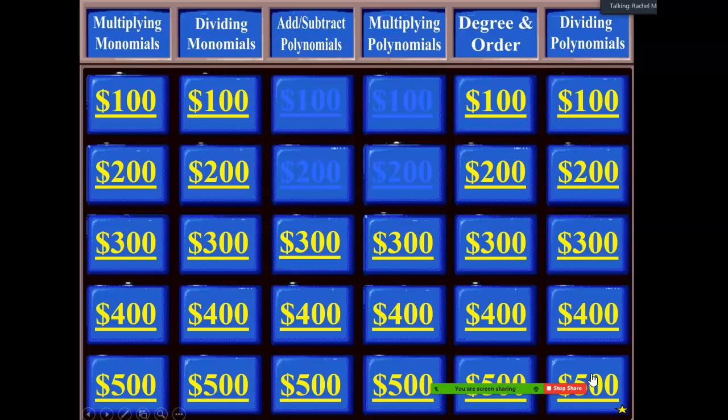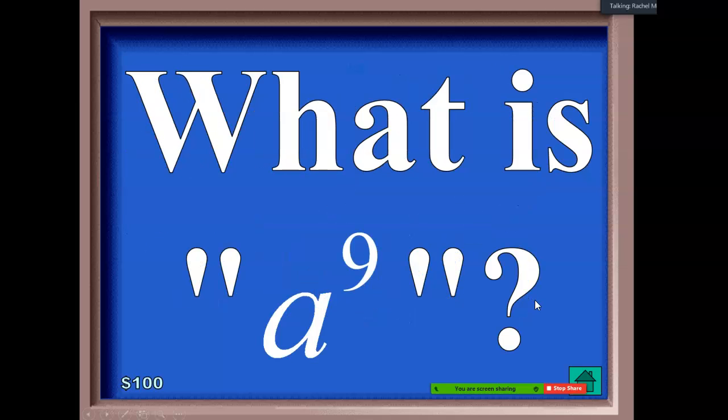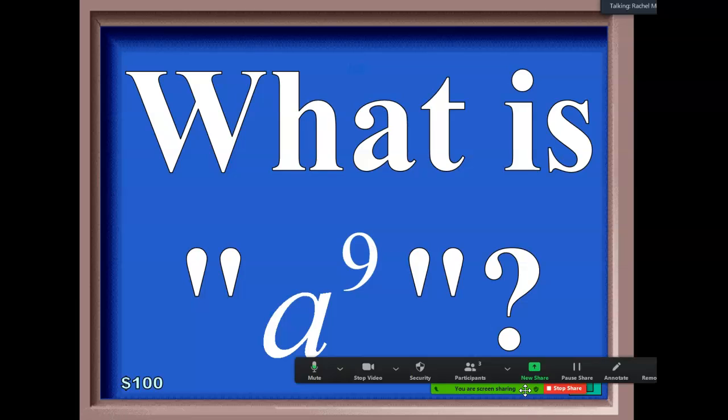Okay? Category and points, Lily. Okay, go ahead and simplify. That is correct. So you add up 3 plus 1 plus 5, and you get a to the 9.